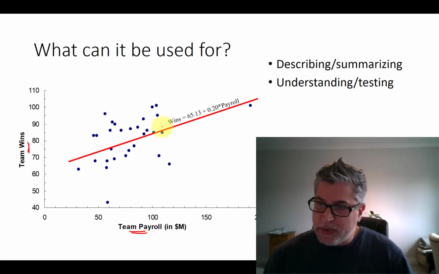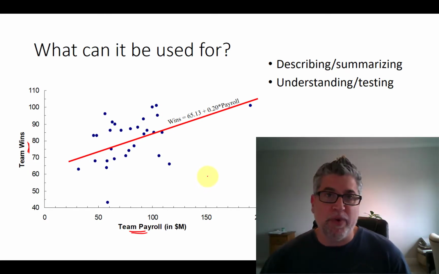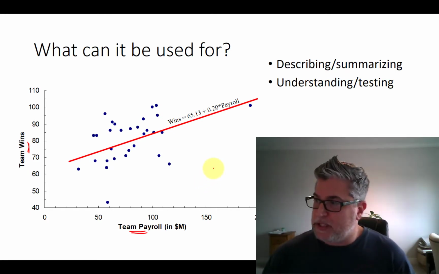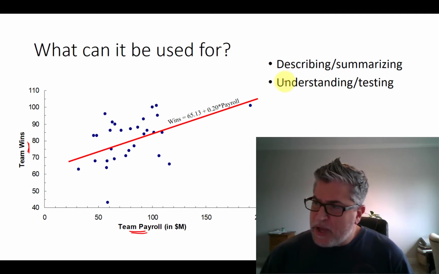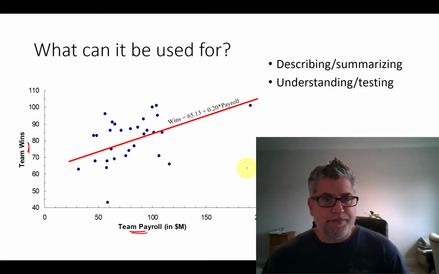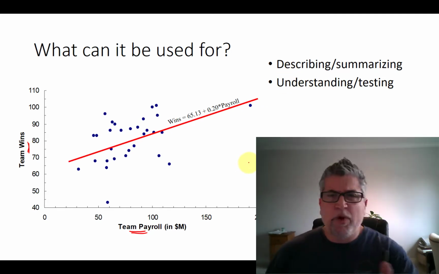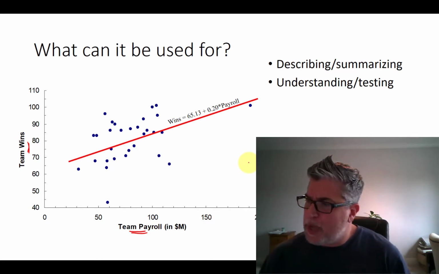We could just say, listen, there's a relationship between payroll and wins. And here it is. There's your bumper sticker. So we've just summarized the dynamic between payroll and wins in the baseball leagues. But it does also help us do some prediction. Actually, let me hold off on prediction for just a second.